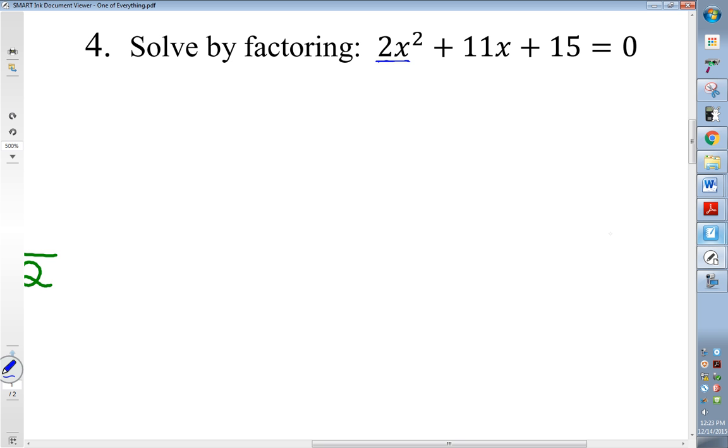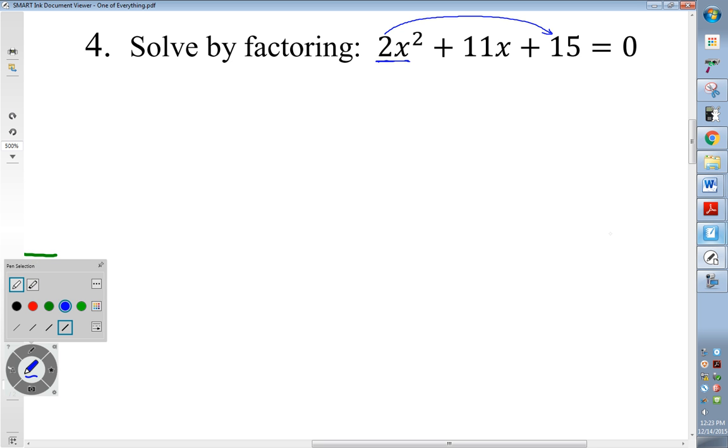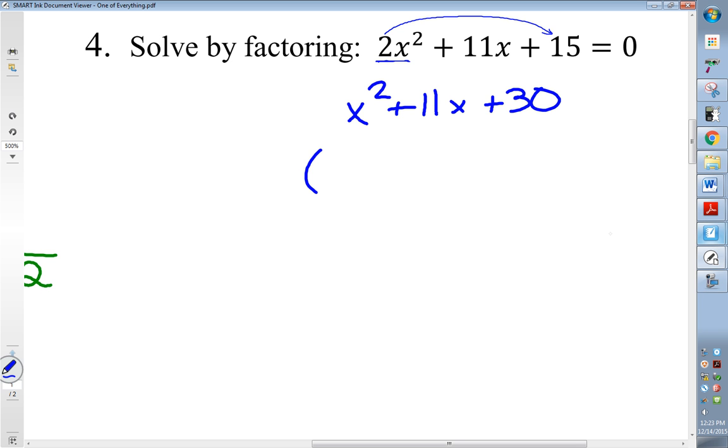Okay, so here's what that means. We are going to multiply that 2 with the last number in the problem. So this is going to become x squared plus 11x plus 30. All we did was multiply that last number by 2. From here, we are going to factor.